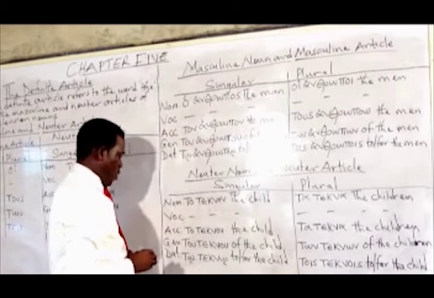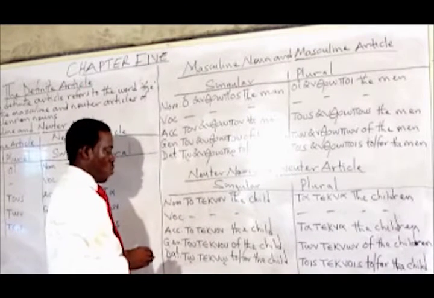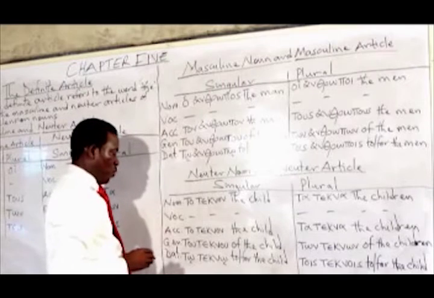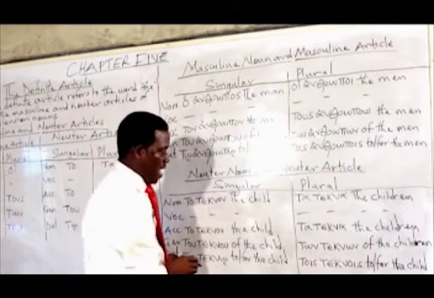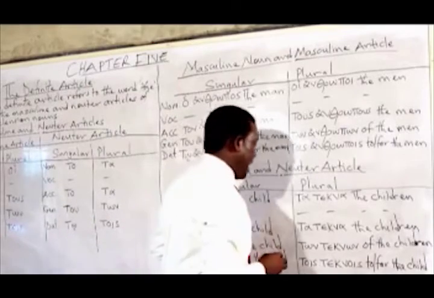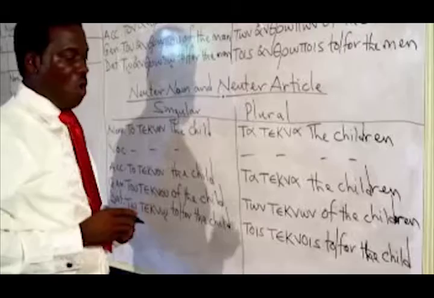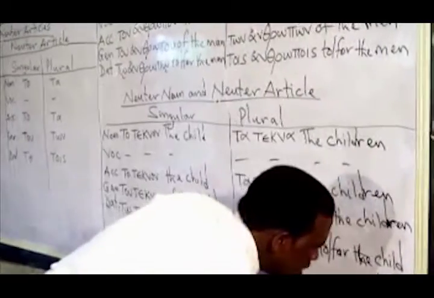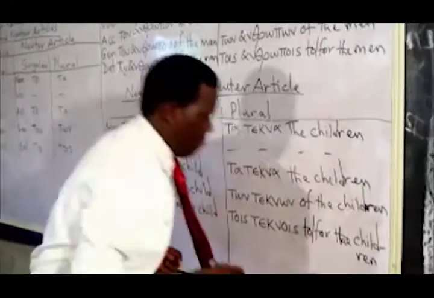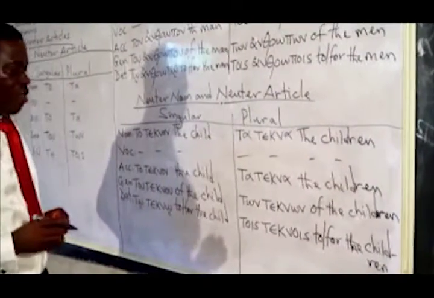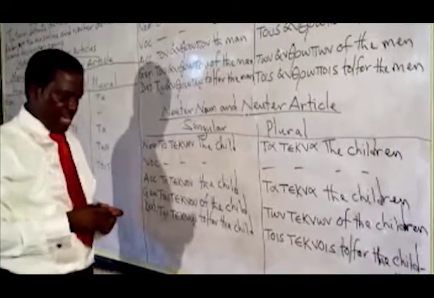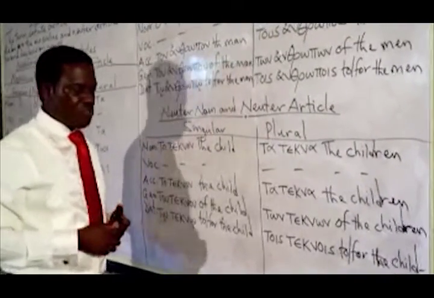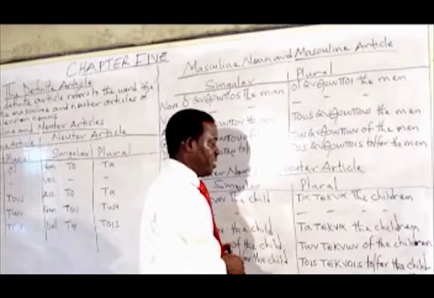Dative singular, we have tō teknō, which means to or for the child, and the plural is tois teknois, which means to or for the children.